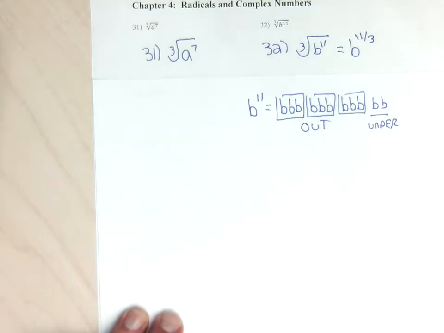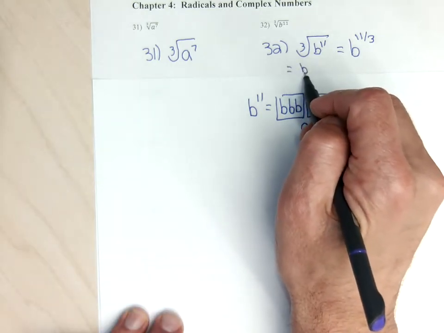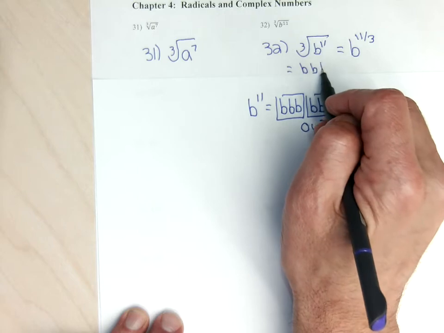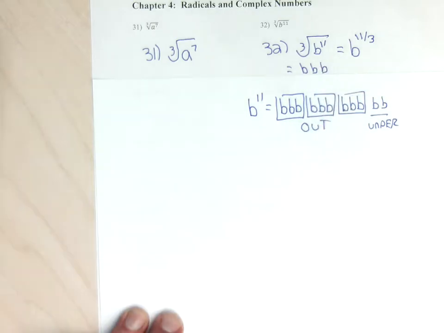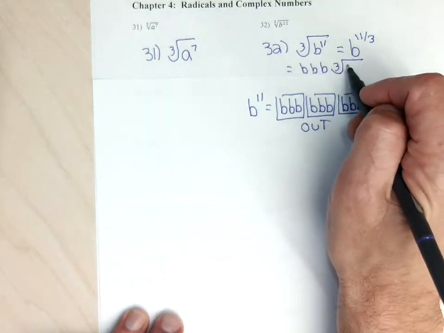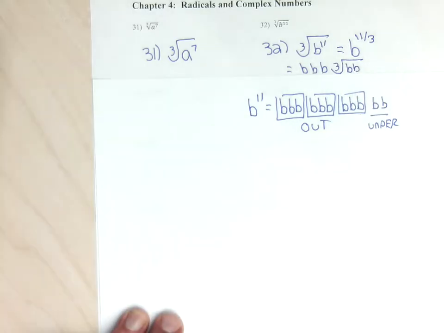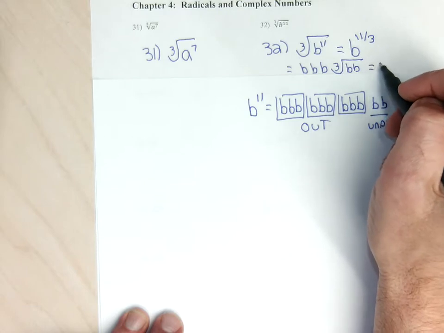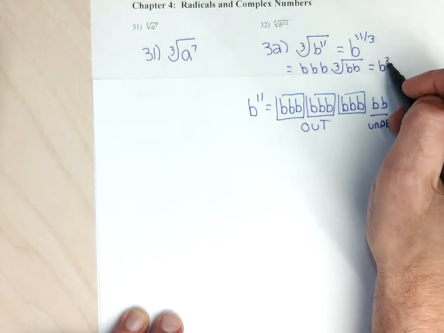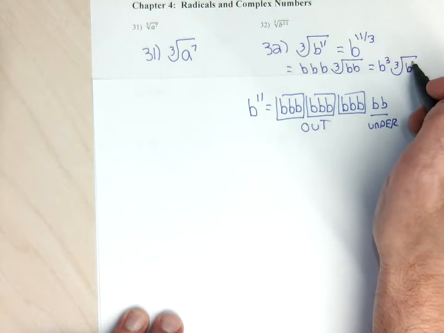back together. So to reduce the cube root of b to the 11th, I'm going to get 1, 2, 3 b's in front of my radicals, because I have 3 groups of 3s from my 11 b's that I wrote down. And under my radical, the single b's that weren't part of a group of 3 go under my radical. For an answer, the 3 b's out front, I'm going to call b cubed. And the 2 b's that I have under, I'm going to multiply and get b squared.